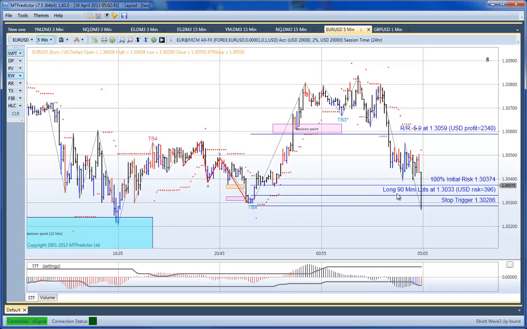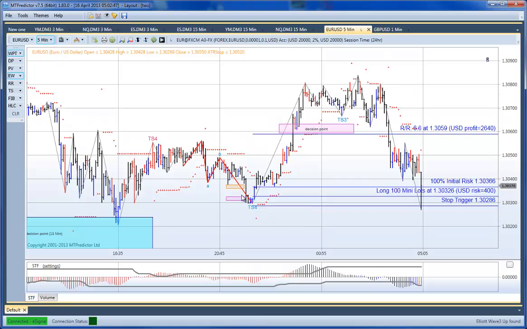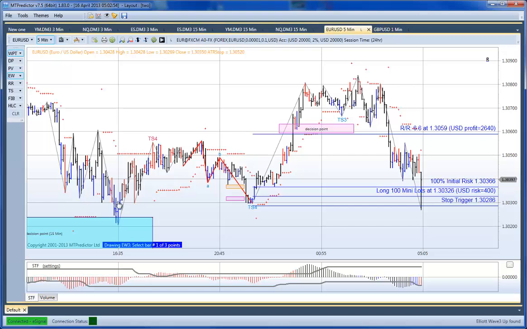This then gives us our position sizing. Oops, sorry, I missed that. There we go, missed that bar there. It gives our position sizing. We can then use our WPT tool to project again in advance. That's the important point. All of this is in advance.